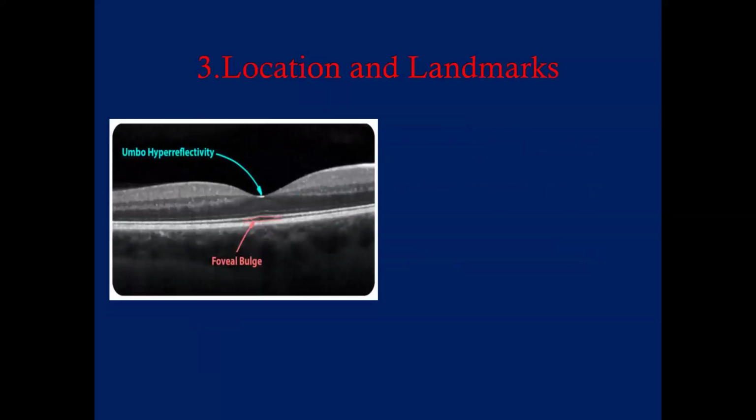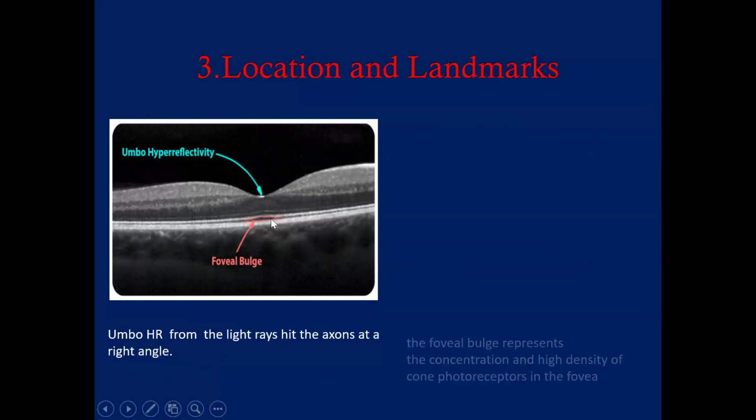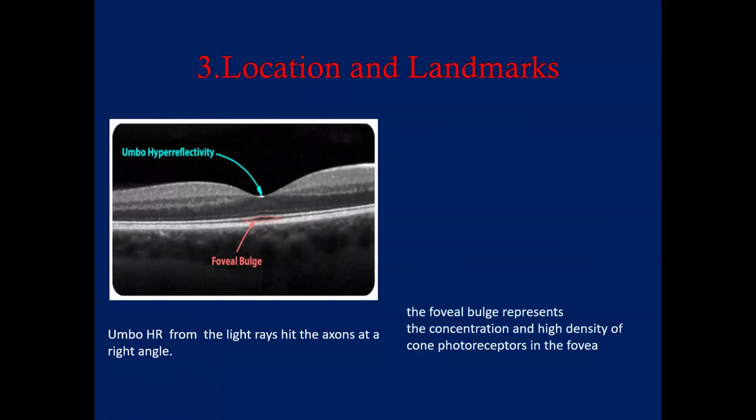The other important thing is knowing the location of each anatomical area of the macula. Sometimes you might see hyperreflectivity at the center of the fovea. We call it the foveola. This is because the light ray hits the axon at a right angle, giving this hyperreflection. At times you might also see foveal bulging. This is not pathological. Rather, it is the high density of cones in this area, giving a kind of elevation that might mimic subretinal fluid.